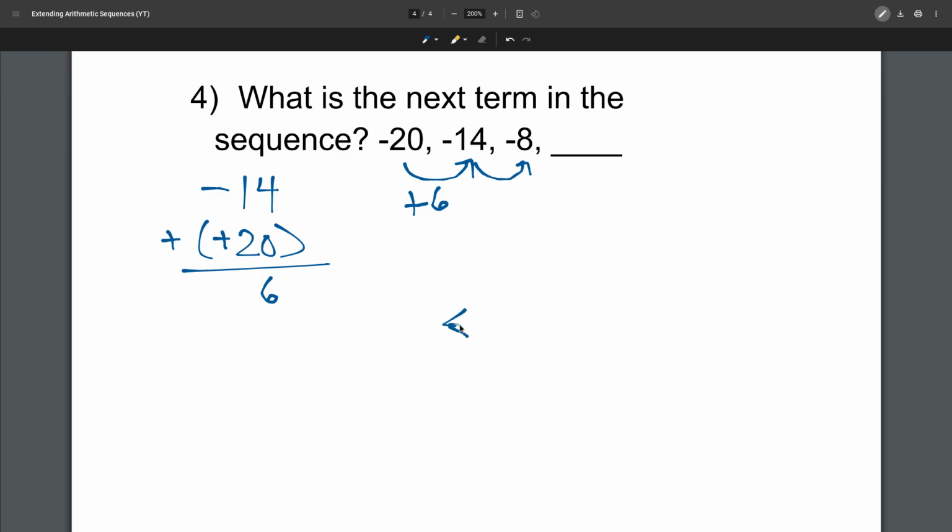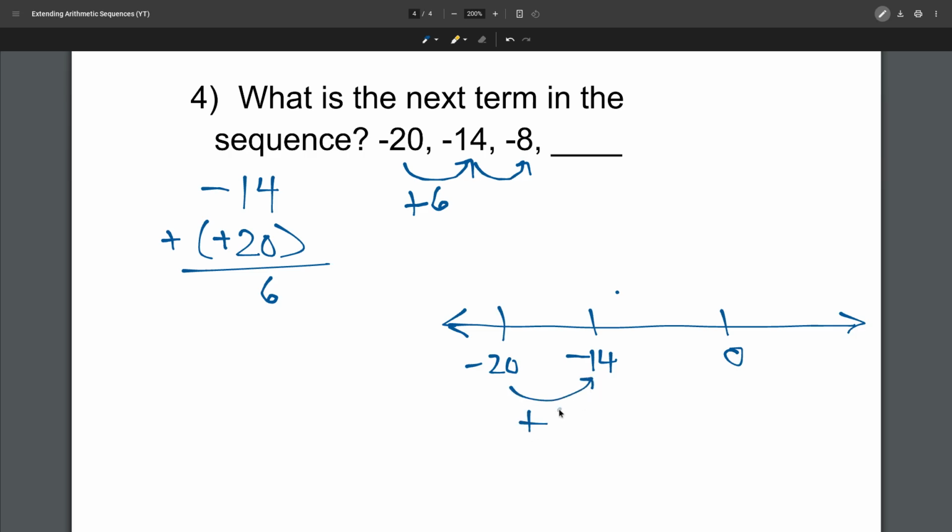So if we think about this on the number line, we're at negative 20 and we go to negative 14. Negative 14 is closer to 0 on the number line. So, yeah, we're going plus 6 because we're moving right on the number line. So again, negative 14 to negative 8, that's a difference of 6. It's a plus 6. So from here, we have to go plus 6.